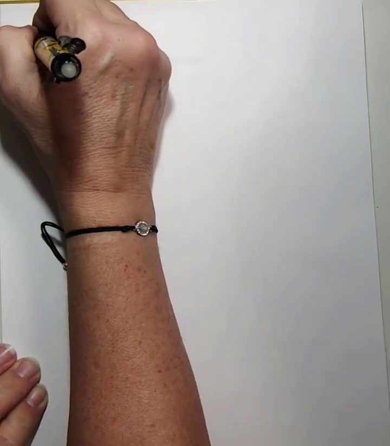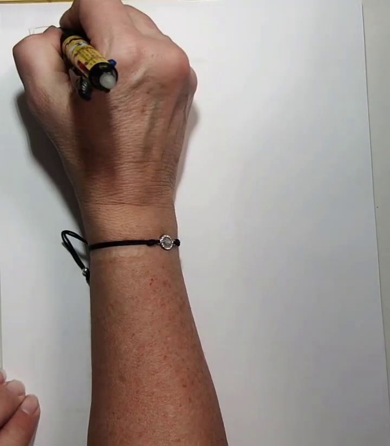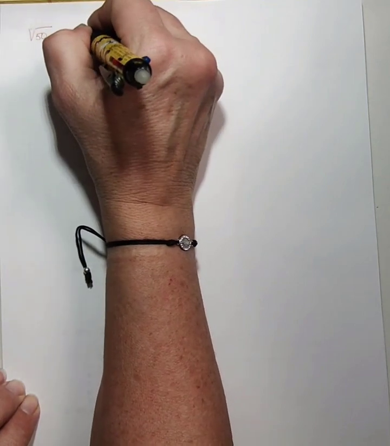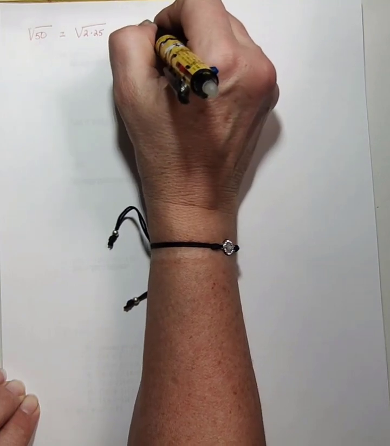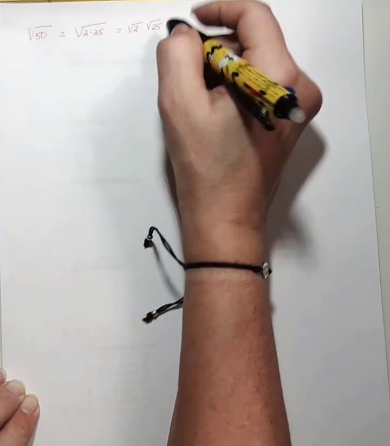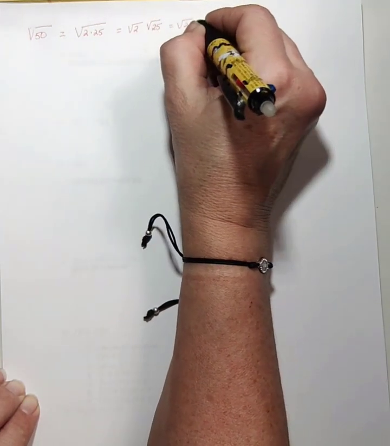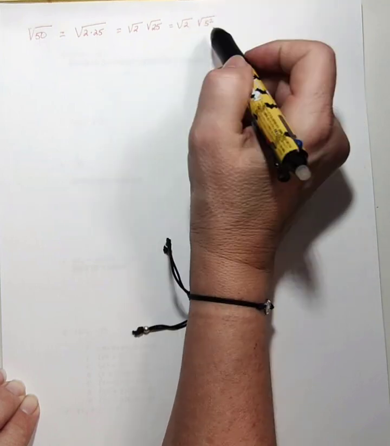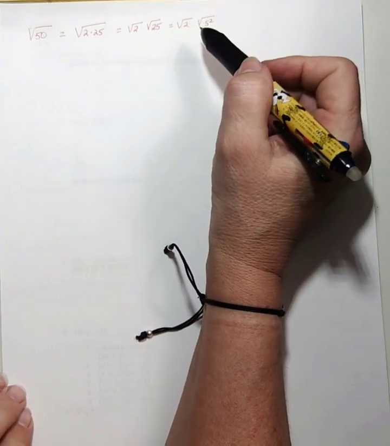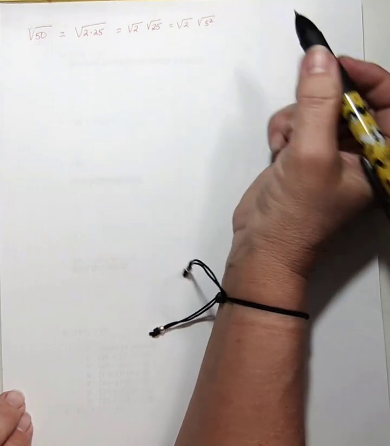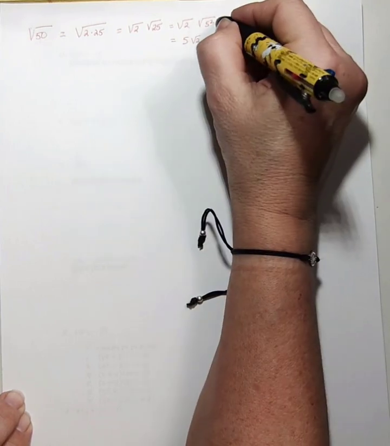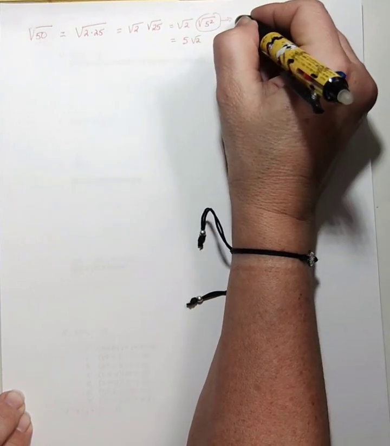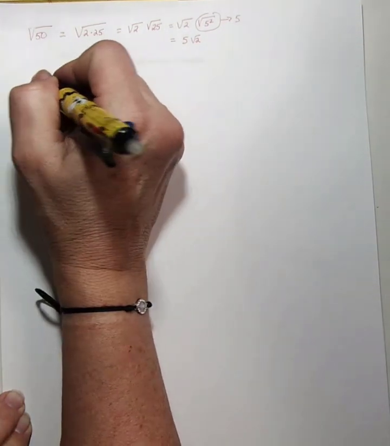And if I had the square root of 50, what I'd like to do is use some of the properties to help us solve this. So I could rewrite the square root of 50 as the square root of 2 times 25. Well, we just learned that I could rewrite that as the square root of 2 times the square root of 25. I know that the square root of 25 is 5, since 25 is a perfect square, 5 being squared. So I could rewrite this as 5 times the square root of 2.